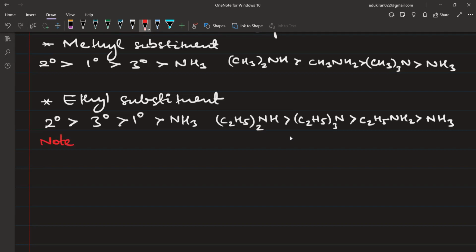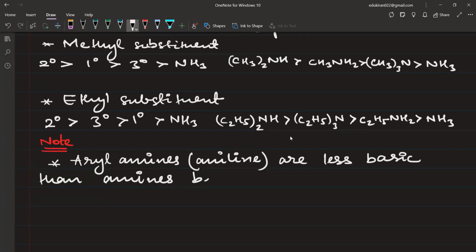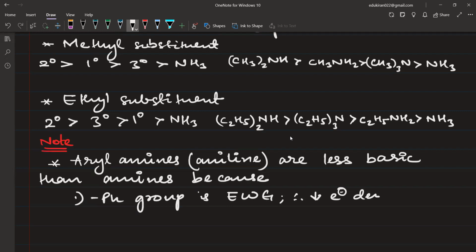उसके बाद एक नोट लिख लीजिए, aryl amines यानी कि aniline, इसमें NH2 is directly attached to benzene ring. Aryl amines are less basic than amine because number one, Ph group, है ना, NH2 में क्या लगा है, फिनाइल ग्रुप लगा है, तो Ph group is electron withdrawing group, therefore decreases the electron density on nitrogen.